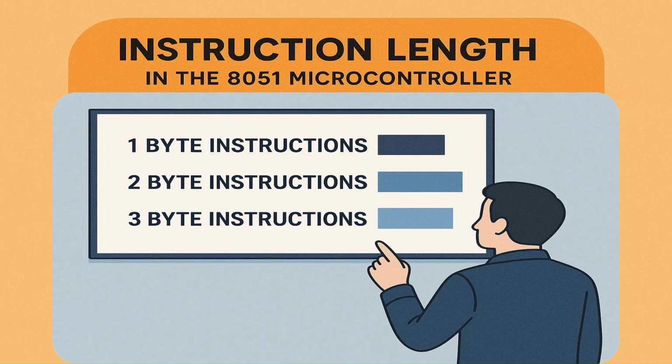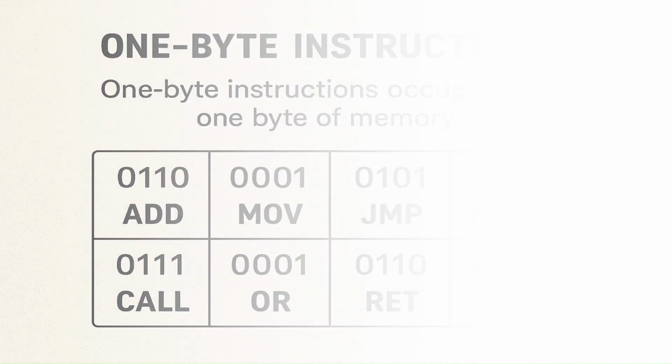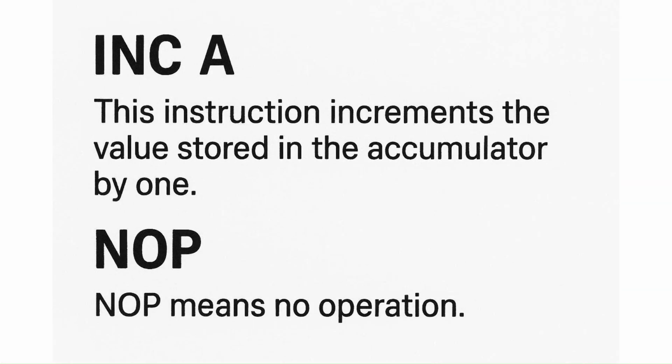1 byte instructions. 1 byte instructions occupy only 1 byte of memory. These instructions usually operate on registers or the accumulator and do not require additional data. Example, INC A. This instruction increments the value stored in the accumulator by 1. Another example, NOP. NOP means no operation. The processor simply moves to the next instruction without performing any operation.